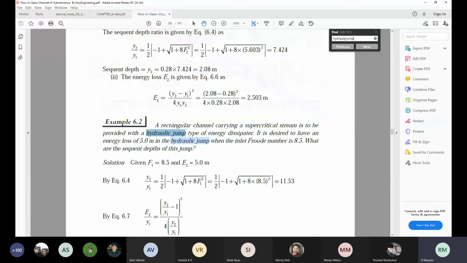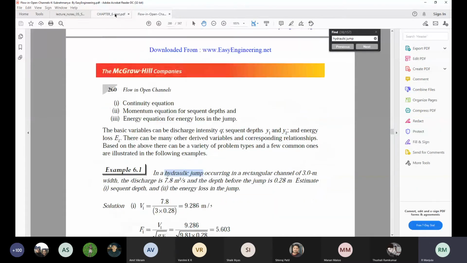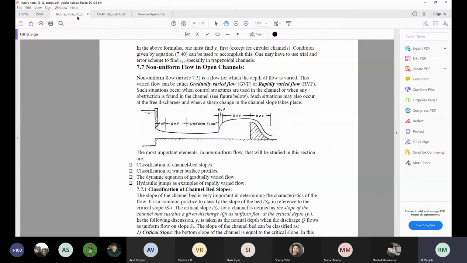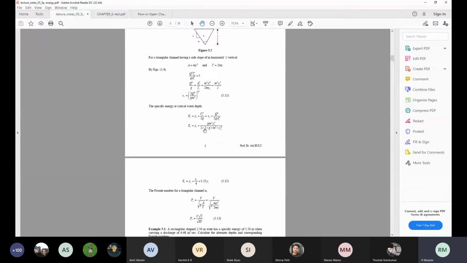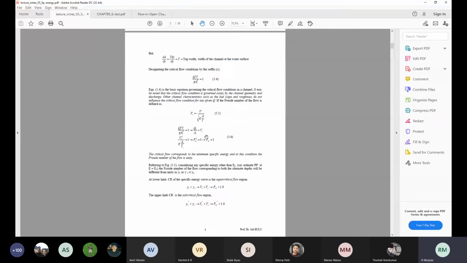And then the conjugate depth definitions, not the derivations, you have not seen, right? So we will see the conjugate depth derivations, then we will come to here. Y1, Y2 derivations we have to see.